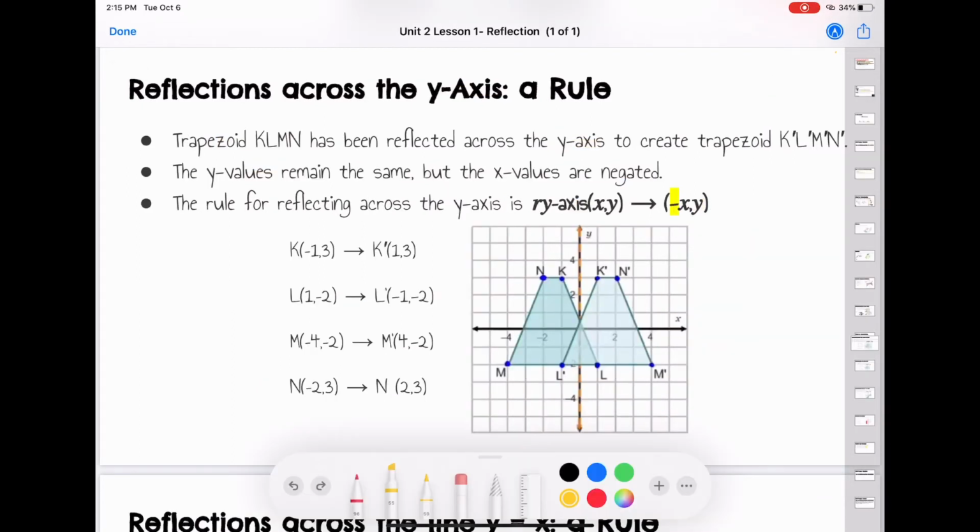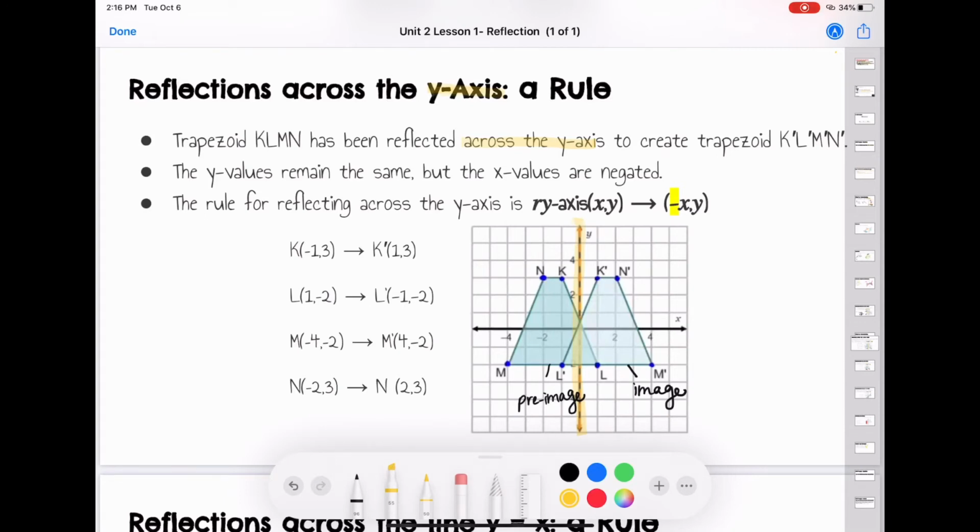Now we're going to look at reflections across the y-axis. Here we see a trapezoid KLMN that has been reflected across the y-axis to create the image K prime, L prime, M prime, and N prime. Let us remember the trapezoid KLMN is our pre-image, and trapezoid K prime, L prime, M prime, and N prime is our image. So when we reflect that pre-image across the y-axis to get our image, we have a different kind of rule.